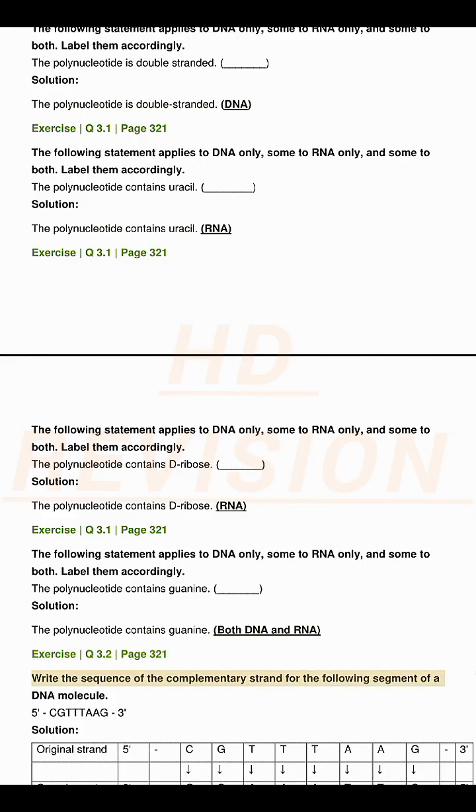Exercise Q3.2, page 321. Write the sequence of the complementary strand for the following segment of a DNA molecule: 5' CGTTTAAG 3'. Solution: Original strand 5' CGTTTAAG 3'.